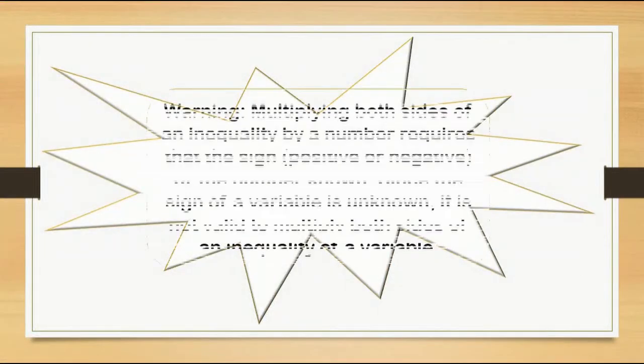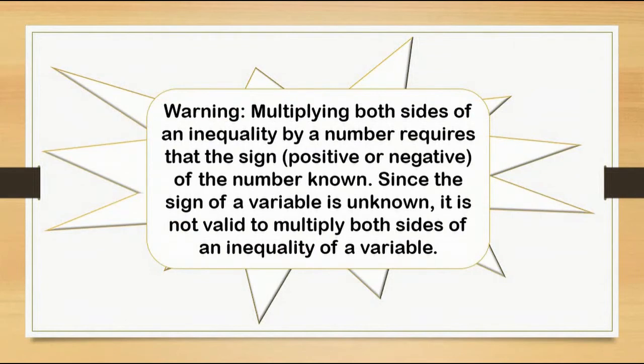Warning: multiplying both sides of an inequality by a number requires that the sign, positive or negative, of the number be known. Since the sign of a variable is unknown, it is not valid to multiply both sides of an inequality by a variable.